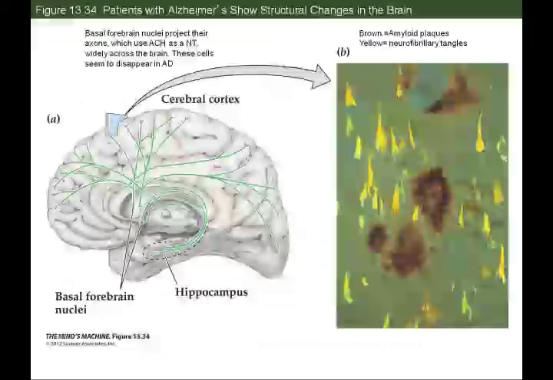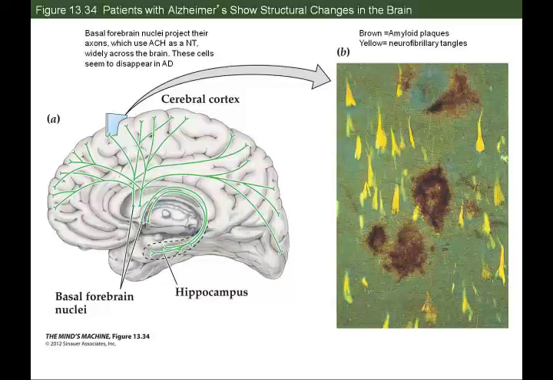Here's the picture. The brown are the plaques that are caused by the aggregation of the beta amyloid protein. The tangles are the yellow, which is caused by the tau protein. How I used to remember this is tau begins with T, and tangles begin with T.